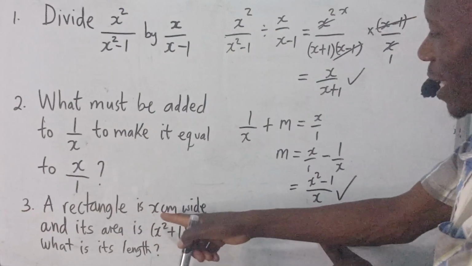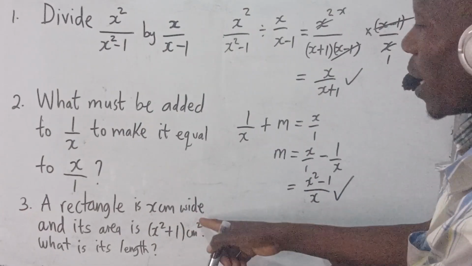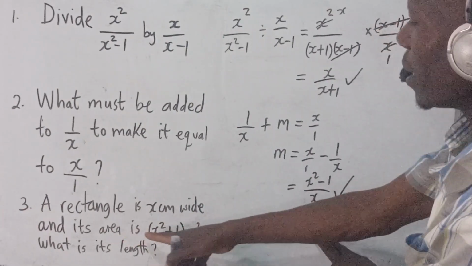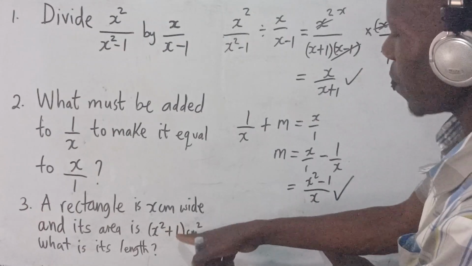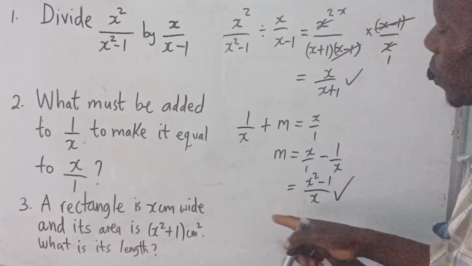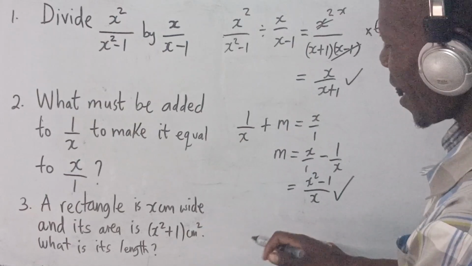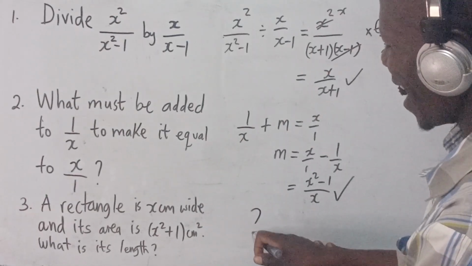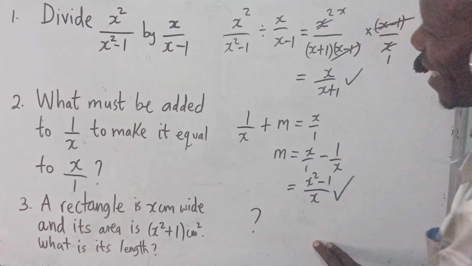A rectangle is x centimeters wide, and its area is x squared plus 1 centimeters. What is its length? The same application comes here. Why can't you work out and give me the answer in the description?